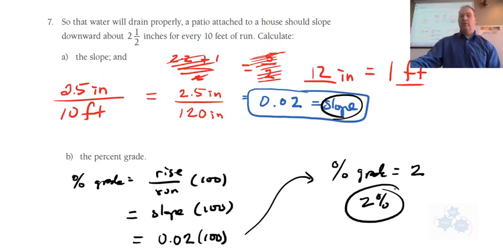It's the slope. Okay, if you did more decimal places, that's fine. Usually when we're talking about percent grade, it's rounded to the nearest percent. So then what you do is just round it to the nearest percent for percent grade, and that's fine.